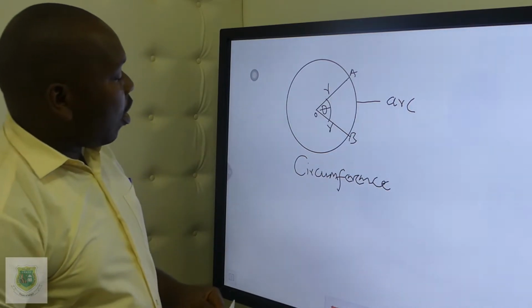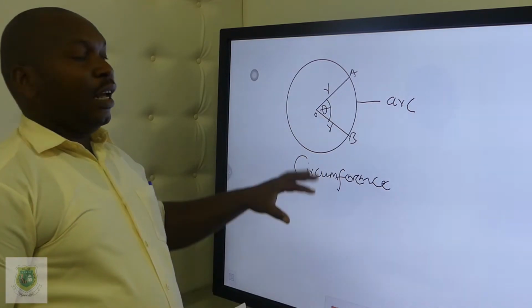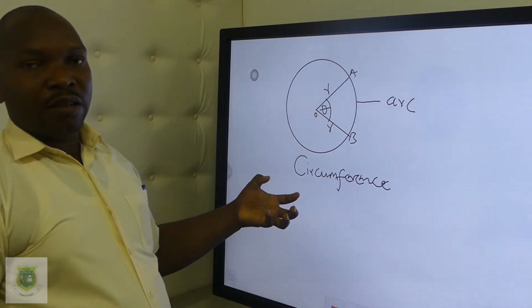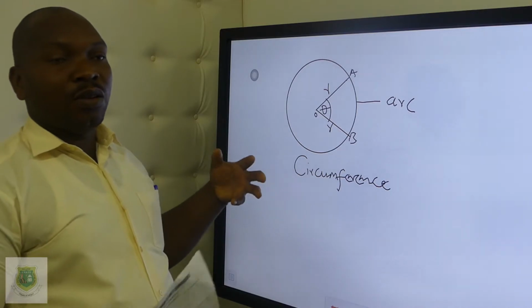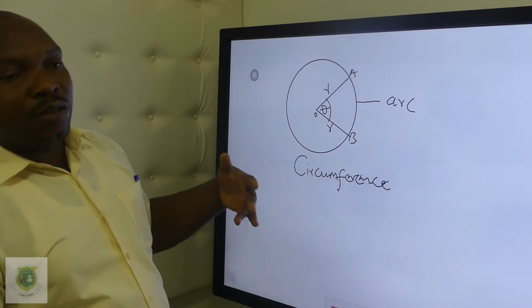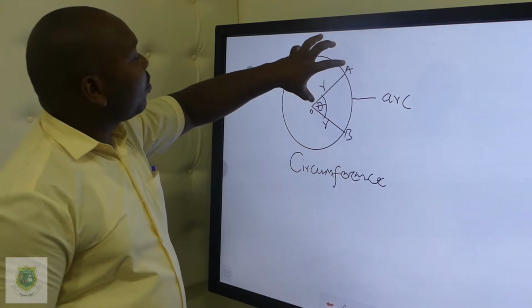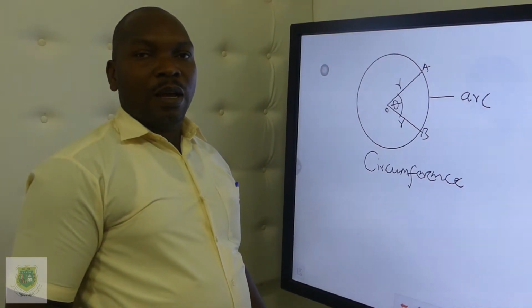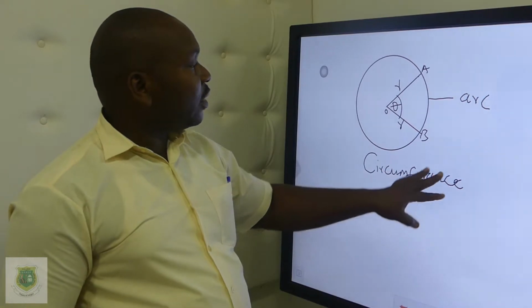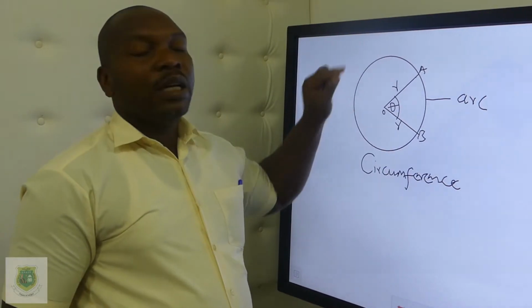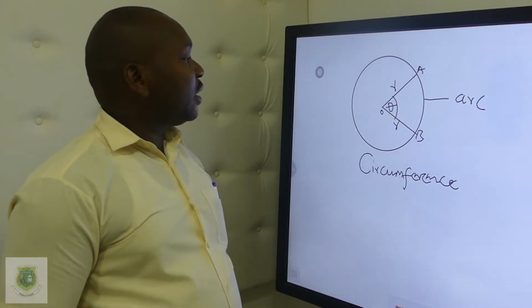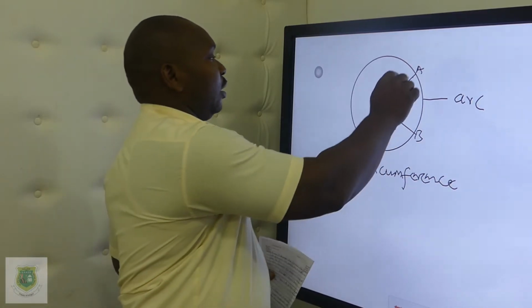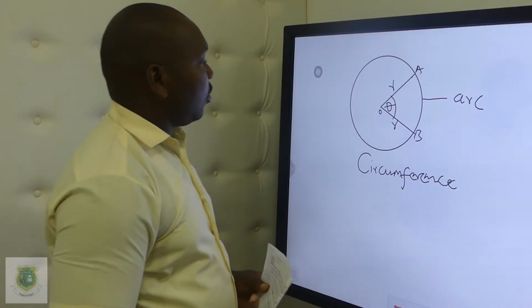Unlike other plane shapes, they have no curved surface. A square has no curved surface. A rectangle has no curved surface. But a circle has a curved surface. So the circumference of a circle is called the perimeter of a circle.